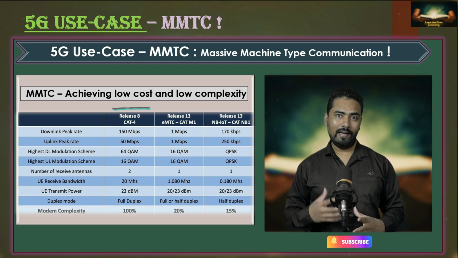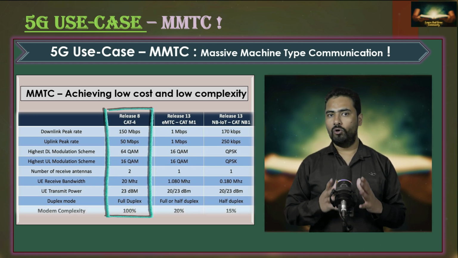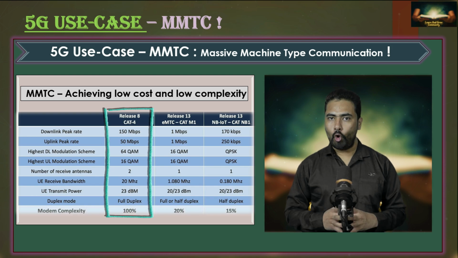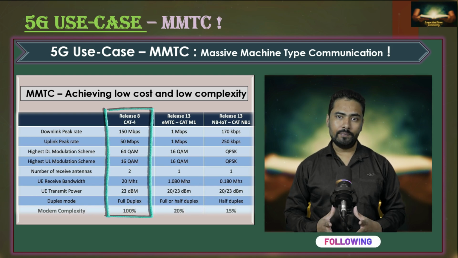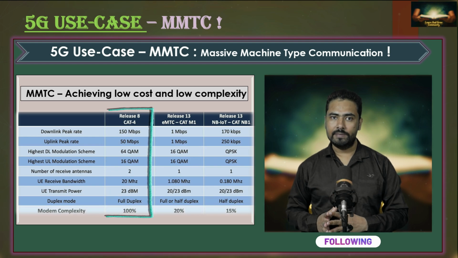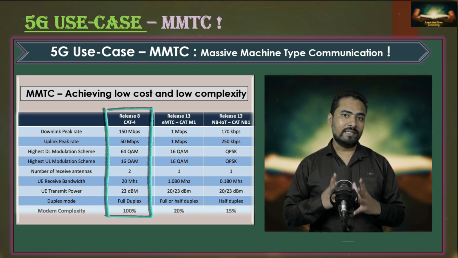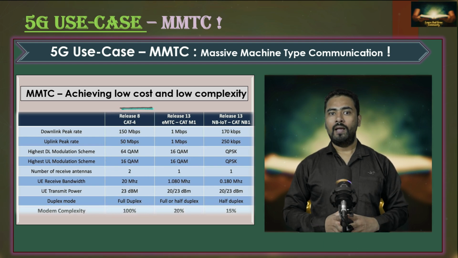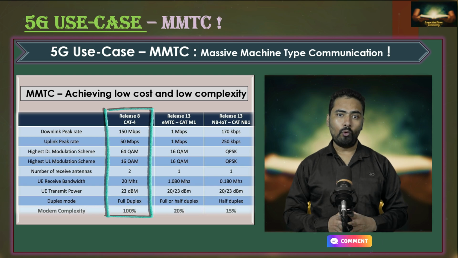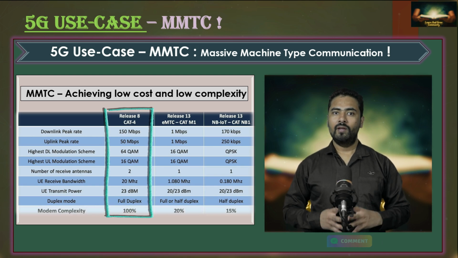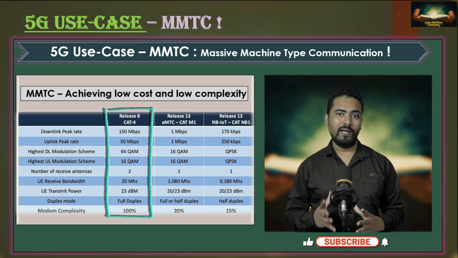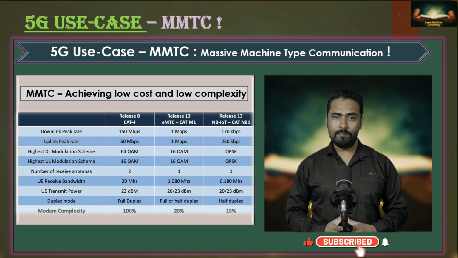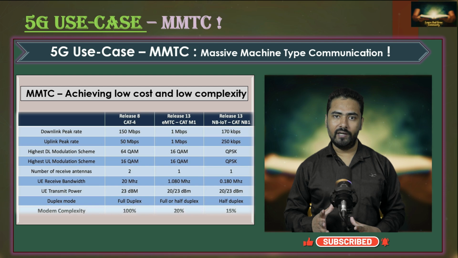Devices that supported LTE Release 8 features were called Category 4 devices or Cat 4 devices. These devices can achieve a downlink speed of 150 Mbps, and they are able to use 64 QAM modulation for downlink. They also support 16 QAM modulation in uplink. They support 2 by 2 MIMO, and they can utilize bandwidth up to 20 MHz. And the transmit power is up to 23 dBm.